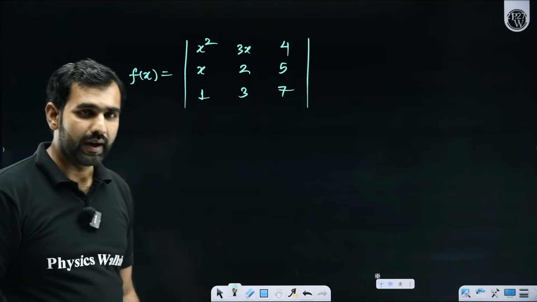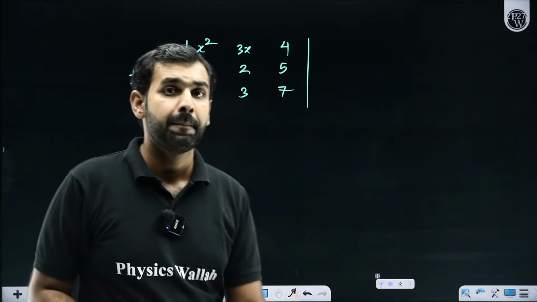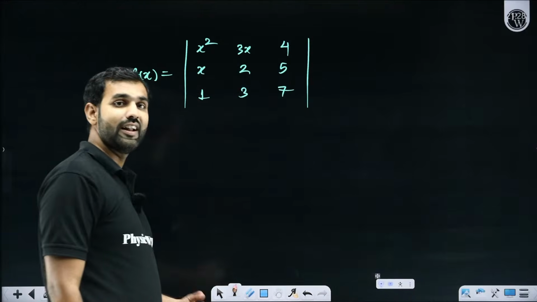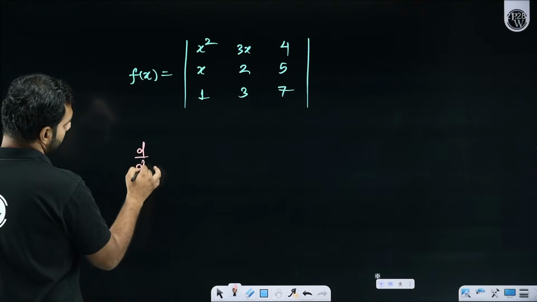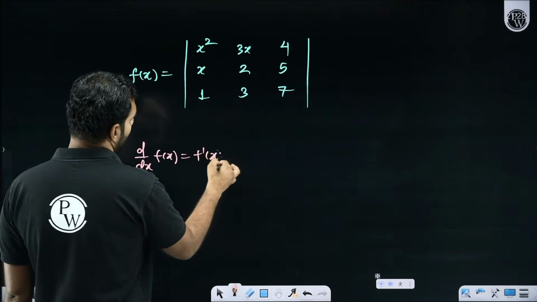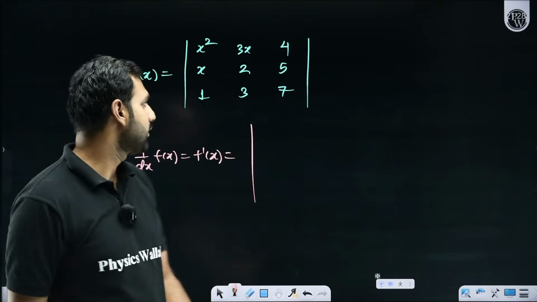Sir, you want to expand it and then differentiate it? Definitely you can. Otherwise, you can differentiate it while keeping it as a determinant. Yes. Let's say I want to find d/dx of f(x), which of course you may call f'(x). So if you want to find it, what you can do is you can do it either row wise or column wise. So what does it mean?